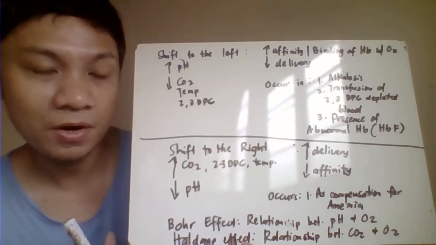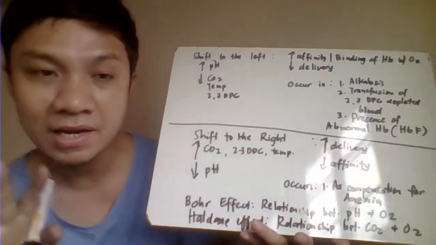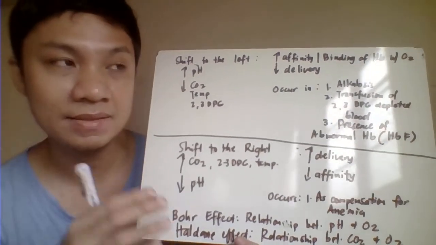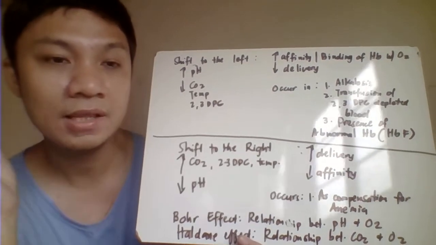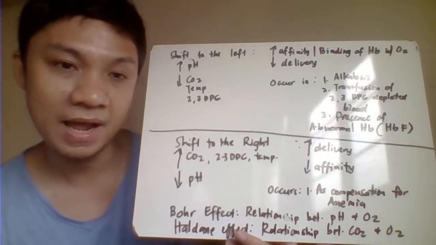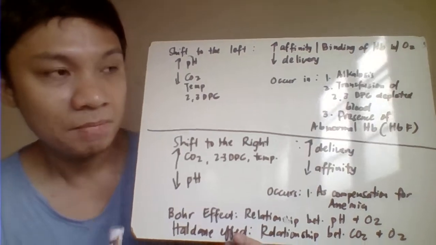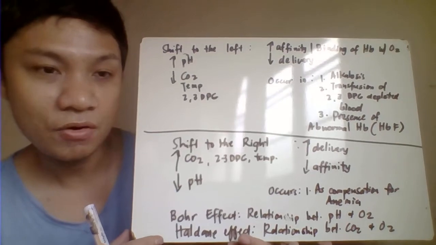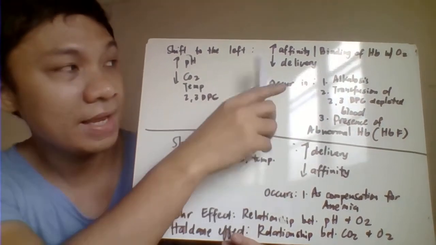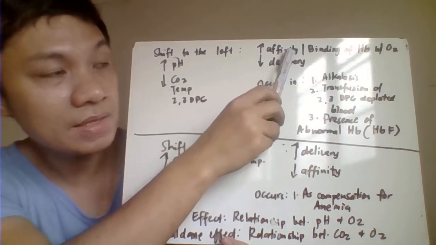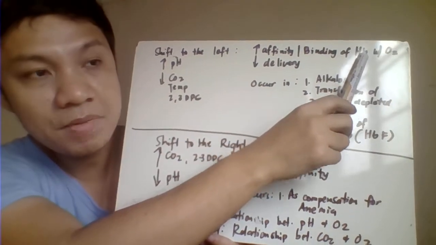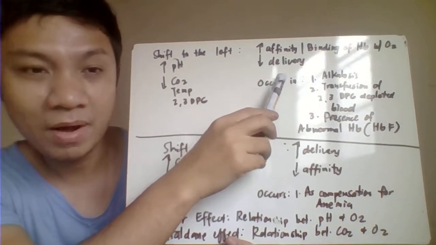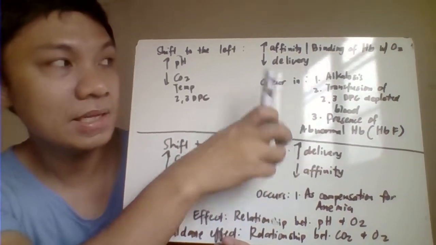Anong ginagawa ng hemoglobin pag nag-shift to the left tayo? Dalawa lang naman ang activity ng hemoglobin. Number one, pwede siya mag-bind sa ating oxygen, or another na activity niya, i-deliver niya ang oxygen sa tissues natin. Pag shift to the left, ang ginagawa ni hemoglobin natin, i-try to bind with your oxygen. Okay, that's why shift to your left is characterized by increased affinity or binding of your hemoglobin with your oxygen. Since nag-bind siya, it will not deliver muna. Kaya decrease ang delivery natin.